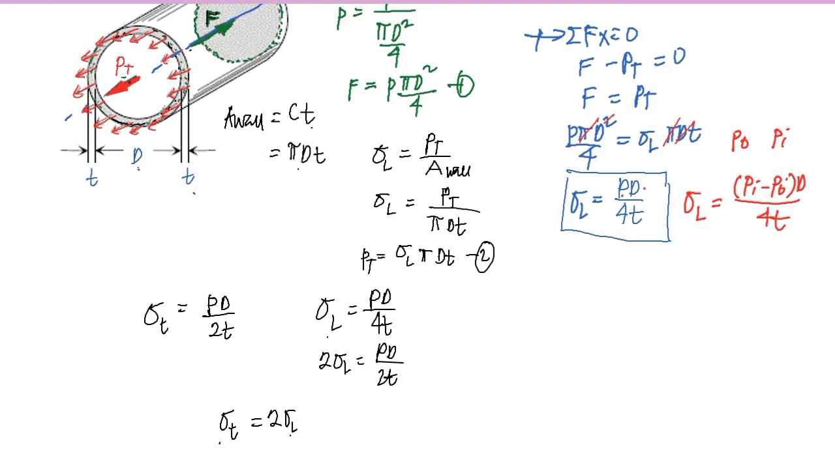Usually we get confused about when to use the formula for tangential stress, since the formulas for tangential and longitudinal stress look alike. The only difference is the 4 and the 2. So we have 2 and 4. When we talk about length, 4 is longer compared to 2. So the one with over 4 is the longitudinal stress.